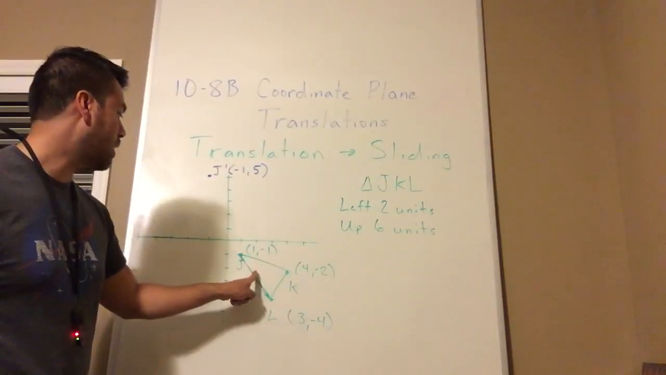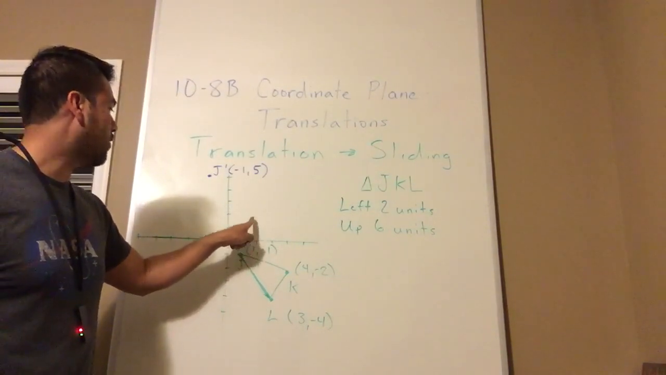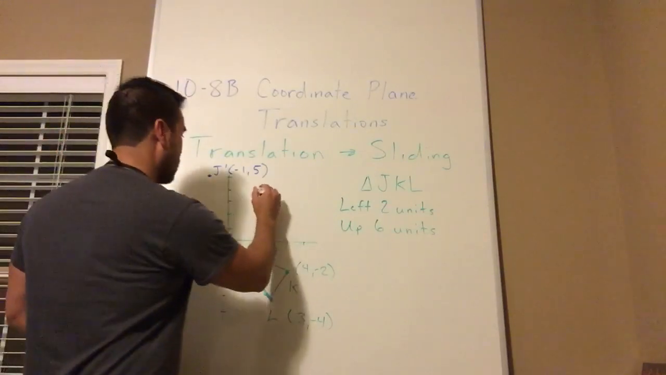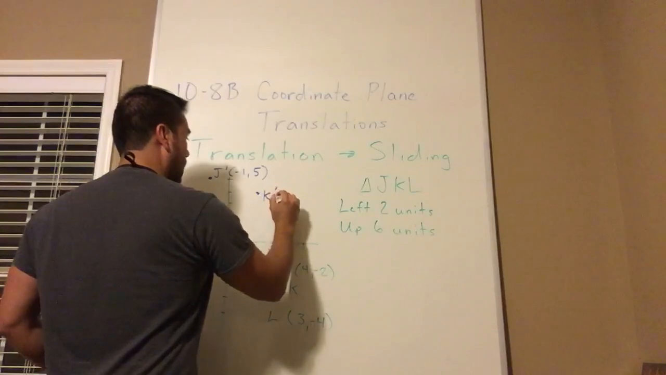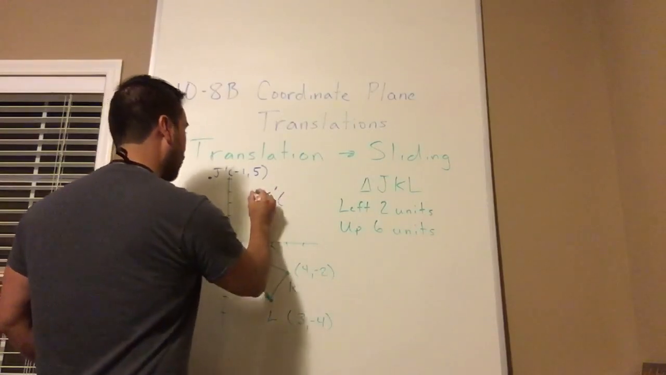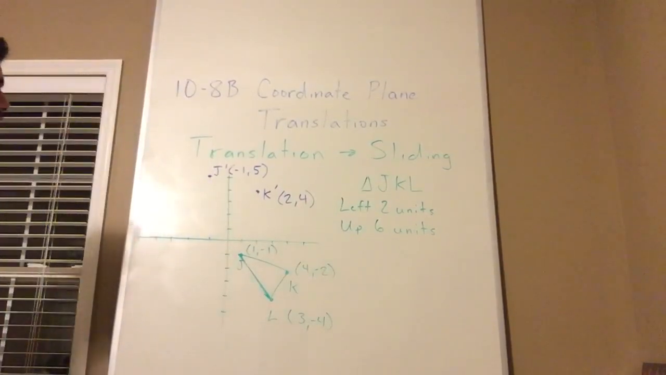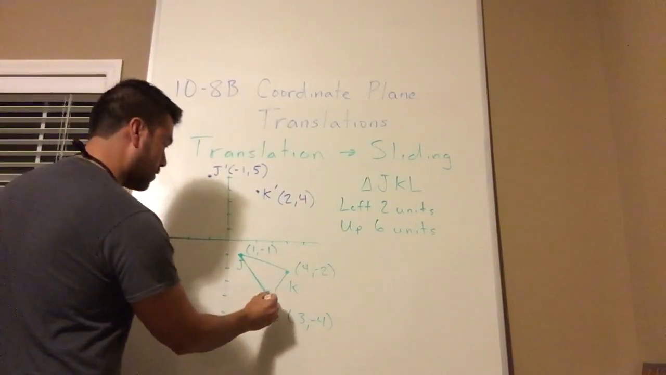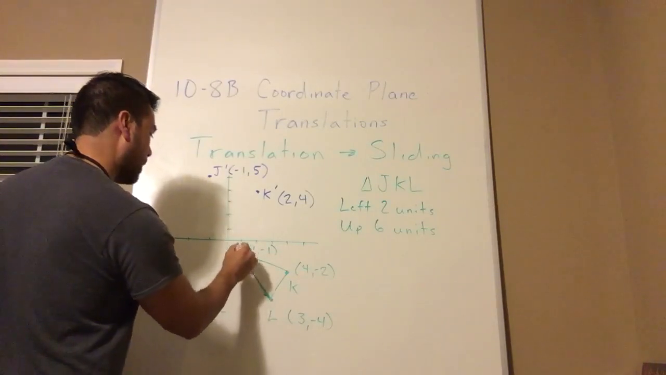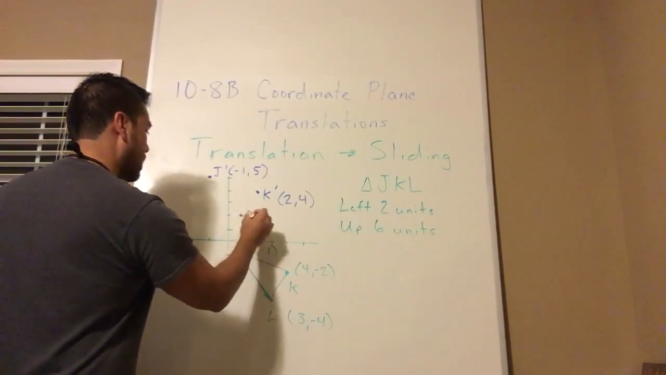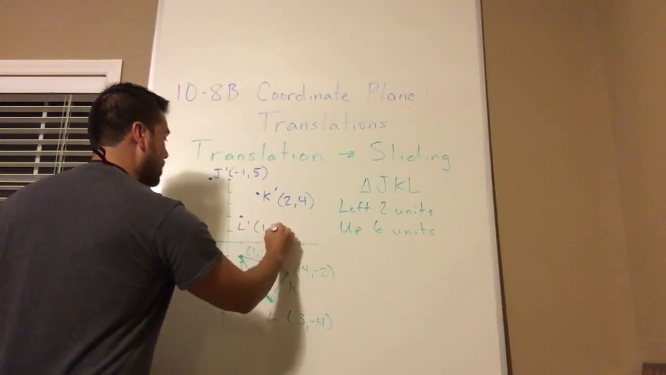Okay, K gets moved twice, 1, 2, and then it goes up 6. 1, 2, 3, 4, 5, 6. So right here, and that's K prime. K prime is at (2, 4). Okay, and then we get L. It moves to the left twice, so 1, 2, and then up 6. 1, 2, 3, 4, 5, 6. So that's L prime, and that's going to be now at (1, 2).